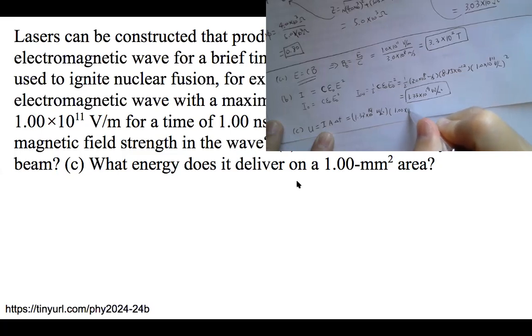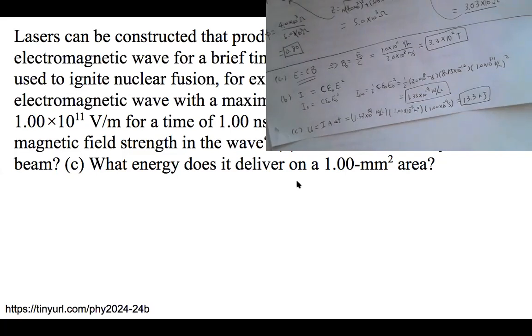millimeter squared. So that means 10 to the minus 6 meters squared. Okay, you want to do the conversion there. Now the time is given as 1 nanosecond. So times that time. Okay, it will tell you it's about 13.3 kilojoules. Okay, that much energy is being given in that small area. Okay, so these are just applications of some of the equations on EMF waves.